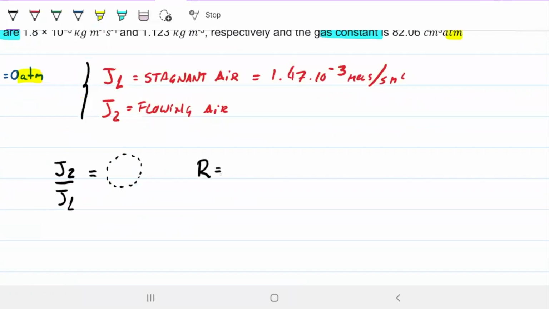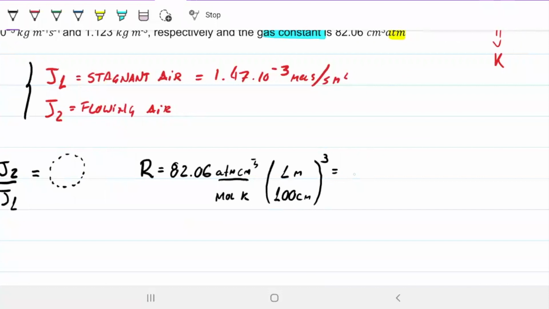So R equals 82.06 atmospheres centimeters cubed divided by mole Kelvin. And I want to convert that into meters, and I know that 100 centimeters is the same thing as 1 meter. And I can do that 3 times.